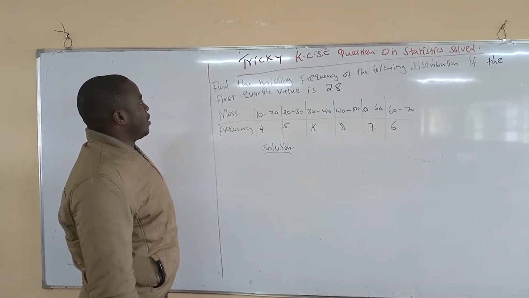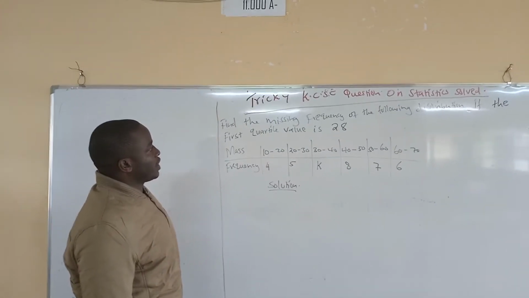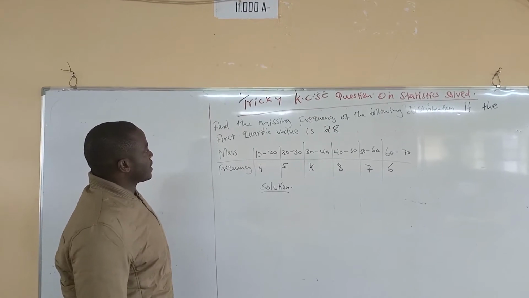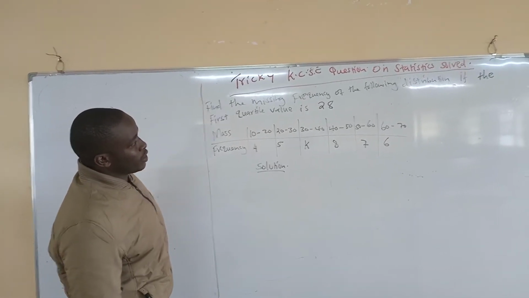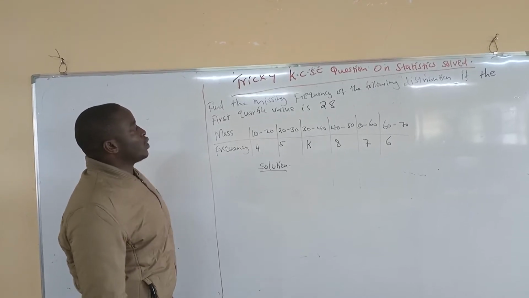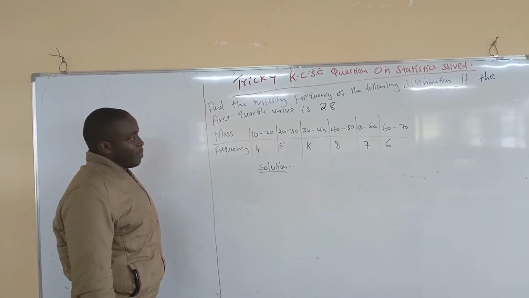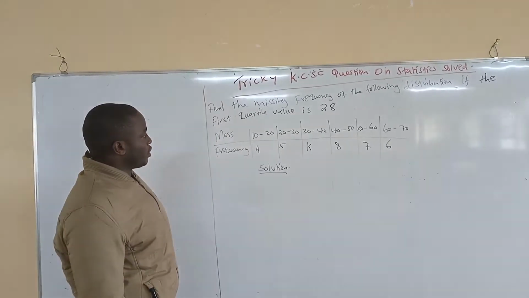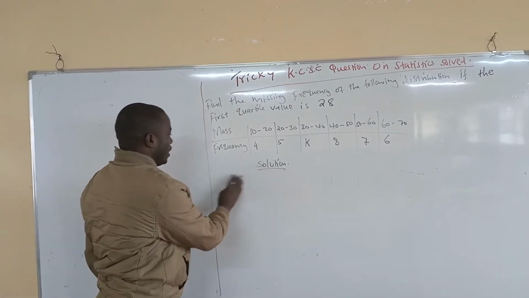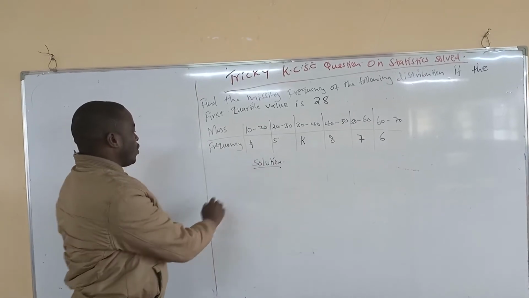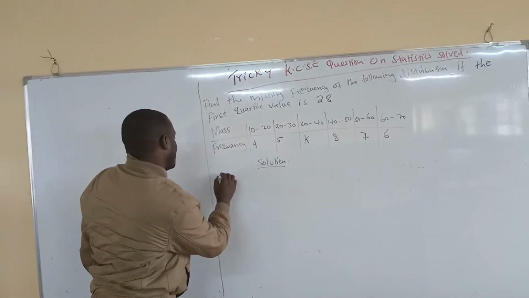Of course, I want to take you through this tricky KCSE question on statistics. The question is: find the missing frequency of the following distribution if the first quartile value is 28. That is the lower quartile. When we talk about first quartile, we mean the lower quartile, that is Q1.